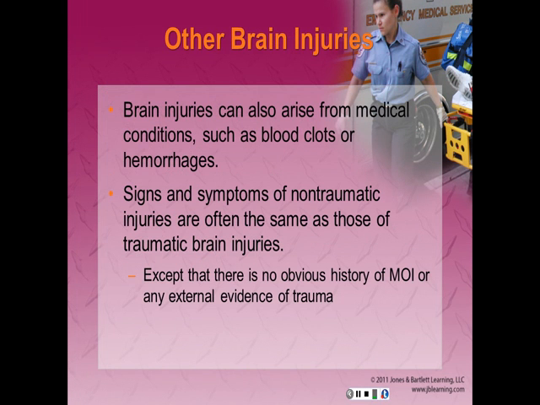Other brain injuries. Brain injuries can also arise from medical conditions such as blood clots and hemorrhages. Problems with the blood vessels, high blood pressure, or any number of other problems may cause spontaneous bleeding into the brain, and this can affect the patient's level of consciousness. We call this altered mental status, and the signs and symptoms of non-traumatic injuries are often the same as those of TBIs, except there's no history or mechanism or any evidence of external trauma.